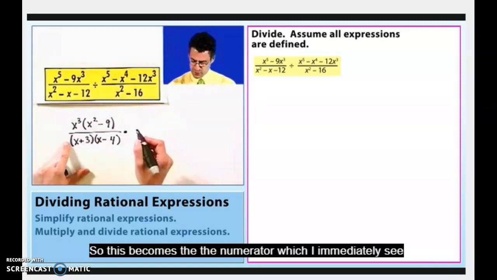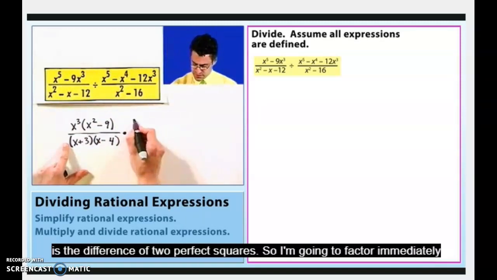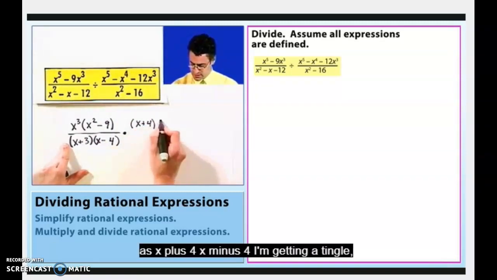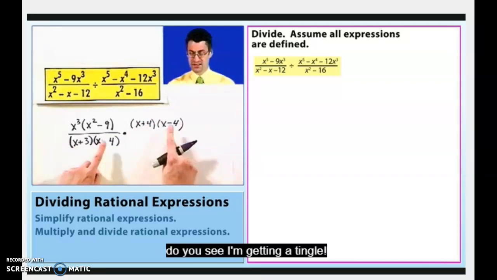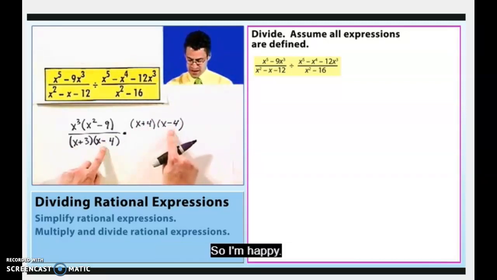The numerator becomes the difference of two perfect squares, which I immediately see, so I'm going to factor it right away as x plus 4, x minus 4. I'm getting a tingle. Do you see why? I see already I have simplification, so I'm happy.